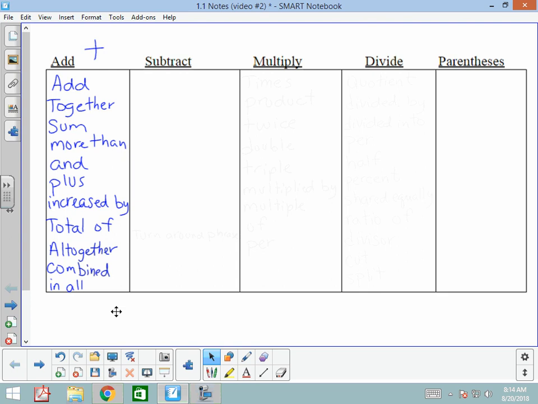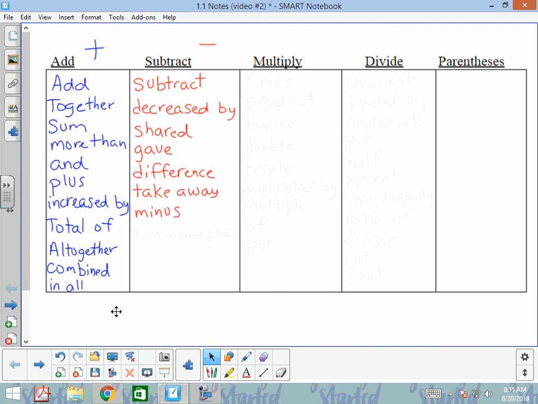The word subtract, we're going to use the minus sign. And these words mean to subtract. Now these words actually mean to keep the same order. With the words for add, the order can be switched, and we're going to talk about that when we get to our properties. But subtract, you have to be specific on your order.